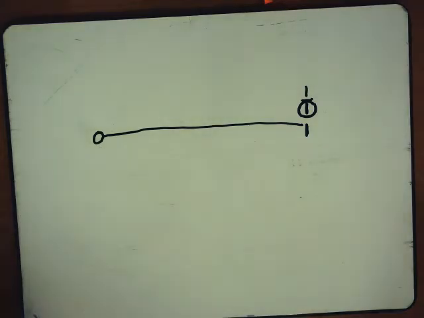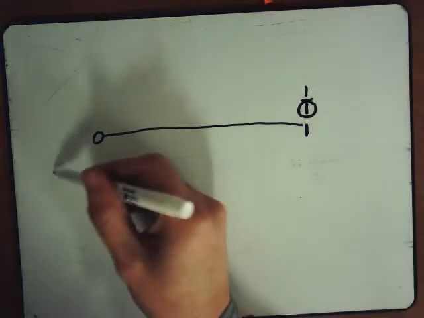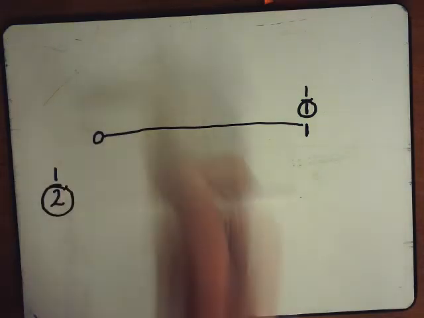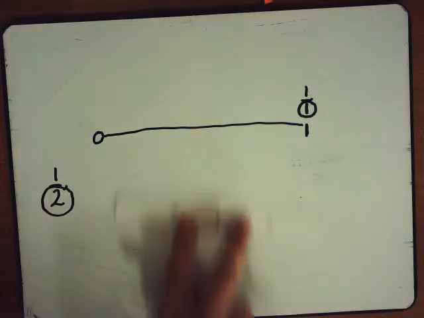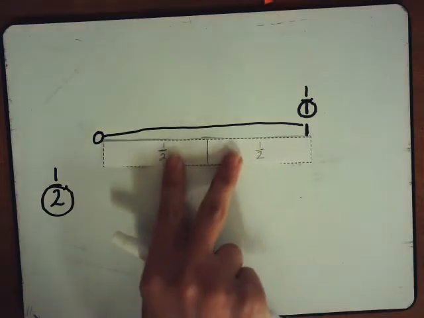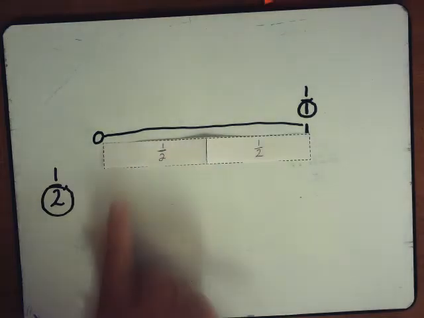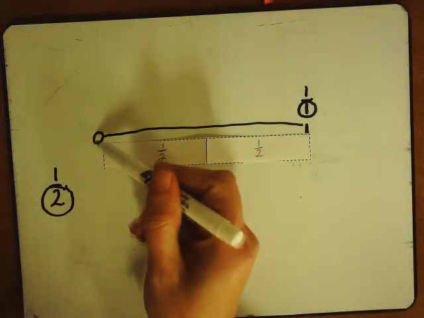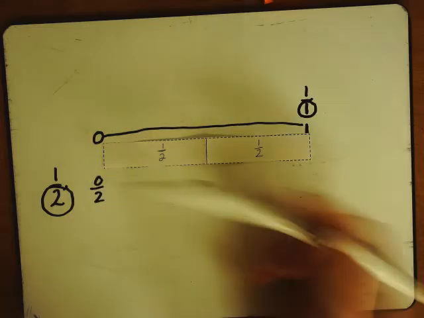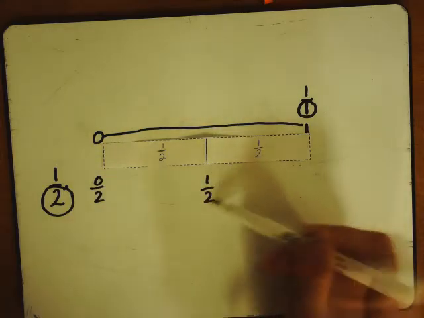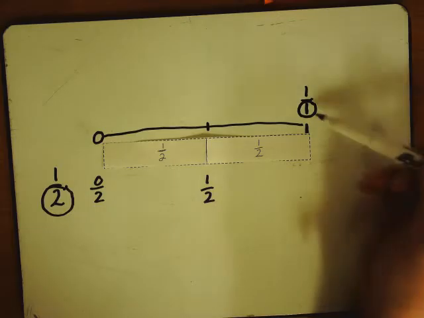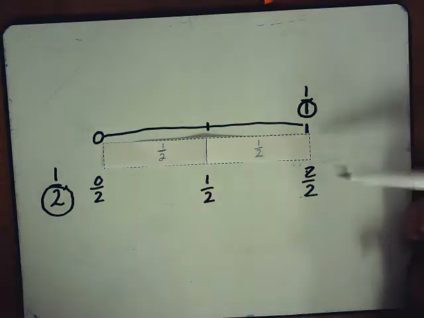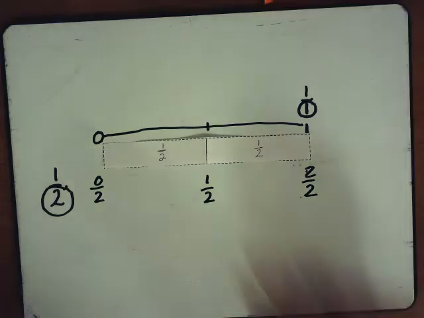So if I were to ask where 1/2 is on that number line, I would need to break my whole into 2 pieces. There's my whole from 0 to 1, and I mark on that number line where each piece has ended, right? So here, 0 halves, 1/2, 2 halves. 2 halves is the same thing as 1. It's the same thing as 1 out of 1 piece.